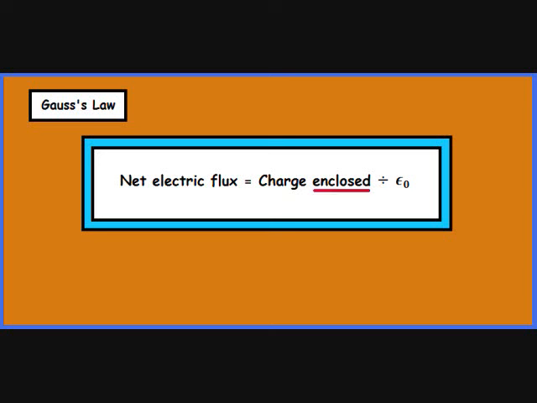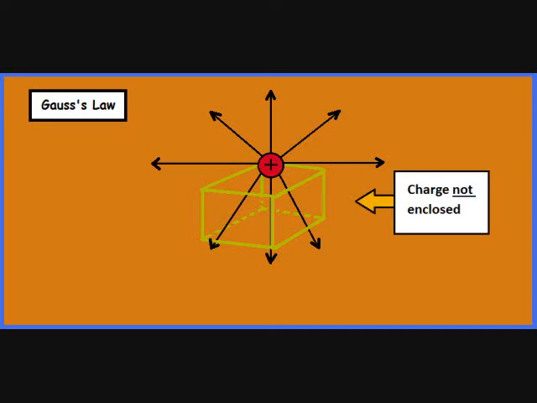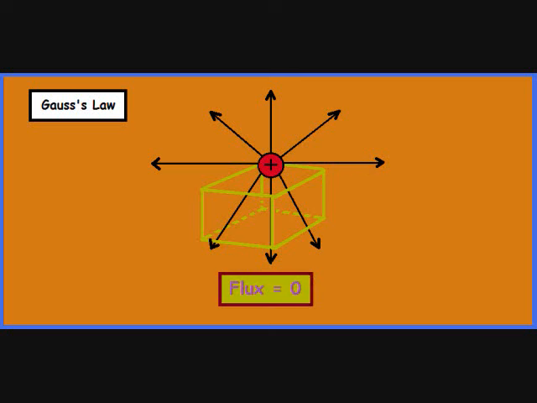Now, that word, enclosed, is extremely important because it tells us that if there is no charge enclosed by the surface, then there's zero flux. As an example, let's say you have a hollow cube, and outside of this cube you place a positive electric charge. The net flux through this cube is said to be zero because there is no charge enclosed or inside of the cube. Why is it zero? Well, as you can see, all of the electric field going in through one side of the cube comes out through the other, so the net flux must be zero.